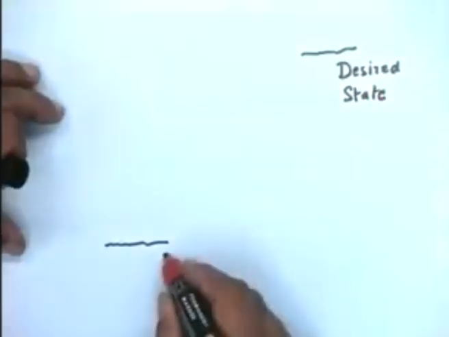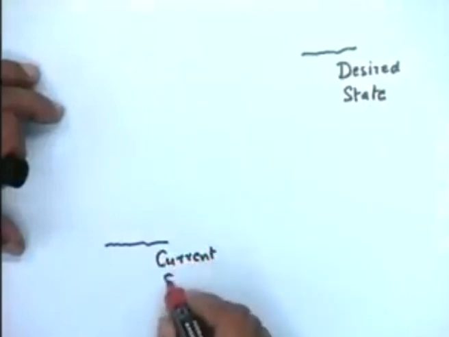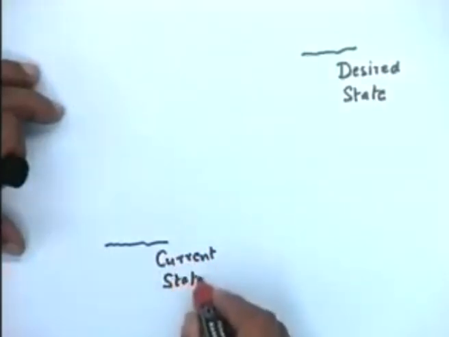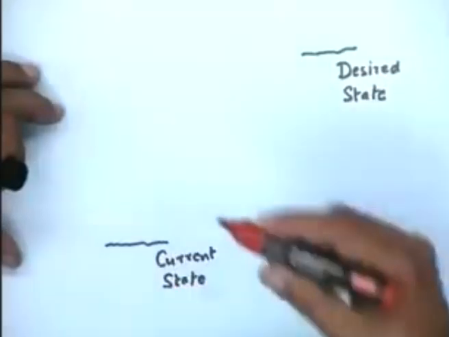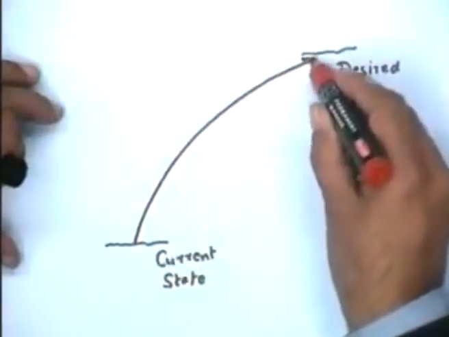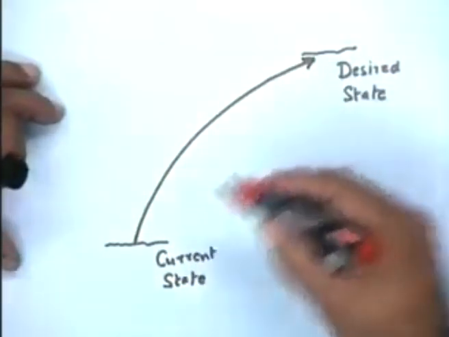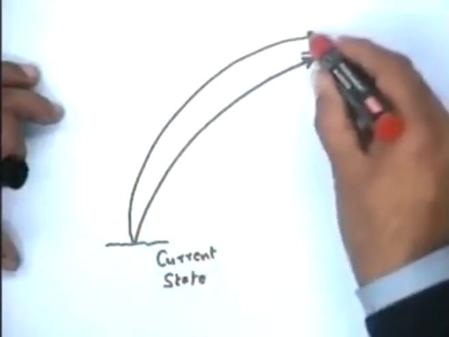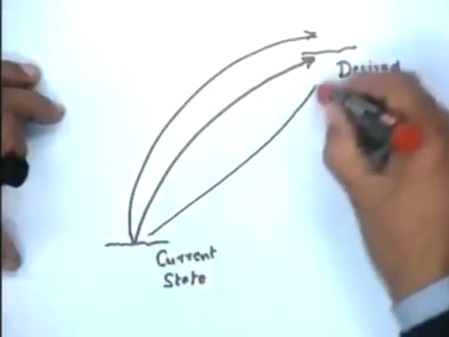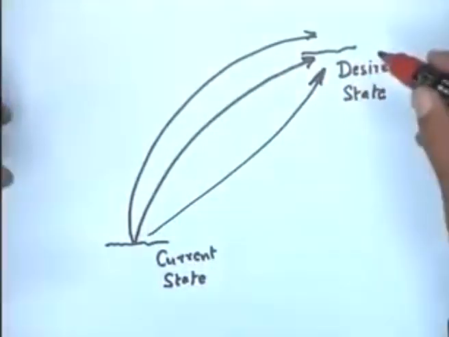And suppose I'm currently here. So this is my current state. You can see that a project is nothing but a path that takes you from the current state to the desired state. And incidentally, there could be many such projects possible, which would possibly be able to go from the current state to the desired state.